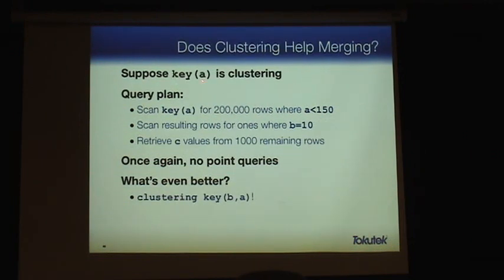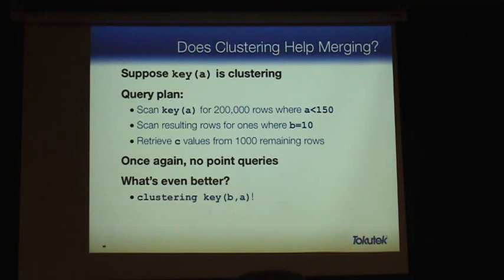If you just had a clustering key on A, then I could just scan the key of A for my 200,000 rows where A is less than 150. Because my resulting rows will already have the information for B, I can just filter out the rows where B is equal to 10, and then I'm left with the remaining 1,000 rows. So I ended up doing a sequential scan of 200,000 rows and no point queries. Now the rows that I'm sequentially accessing are going to be a little bigger because each has an entire copy of the row as opposed to just the row identifier, but a clustering key on A will get rid of the point queries.